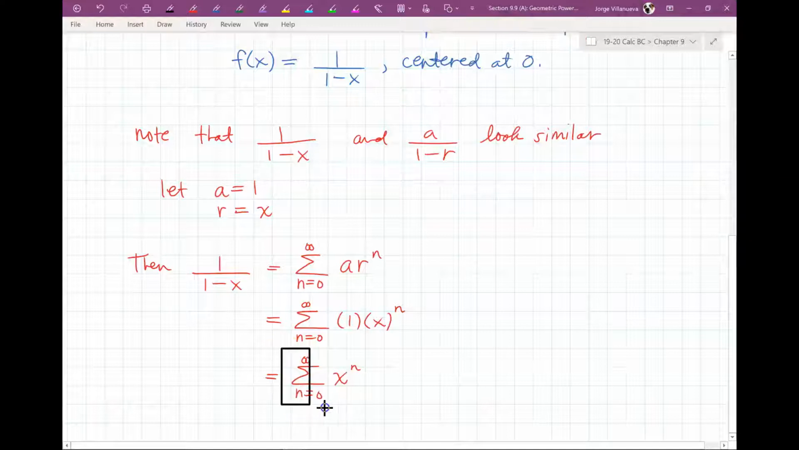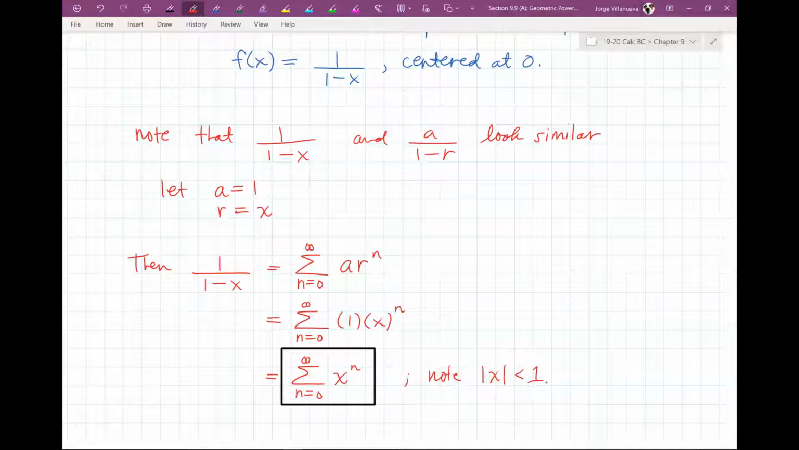So the trick to doing these problems, most of the students, whenever I teach them this stuff, at first they're like, this just looks kind of weird. But, by the way, I probably should note, the absolute value of x should be less than 1, right? Because that's my r value. So whatever x happens to be, the absolute value should be less than 1.